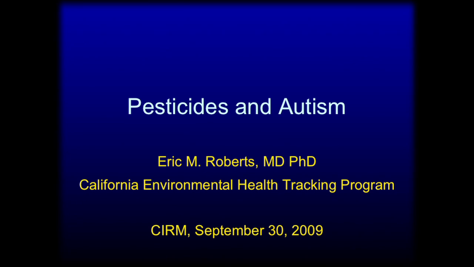So I'm Eric Roberts. I'm with the California Environmental Health Tracking Program, which is a CDC-funded nationwide initiative. There's about 22 grantees nationwide, and with the cooperative agreement with the California Department of Public Health, that's what I do. And part of the overarching thing with tracking is to develop data resources for both environmental hazard surveillance and health surveillance.